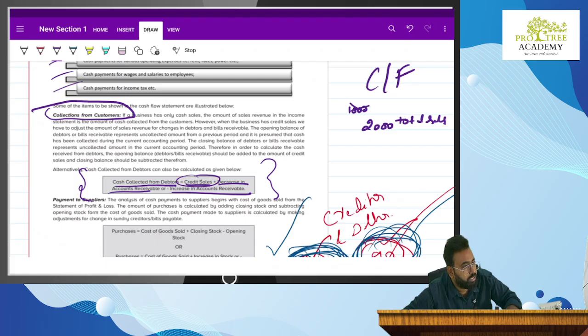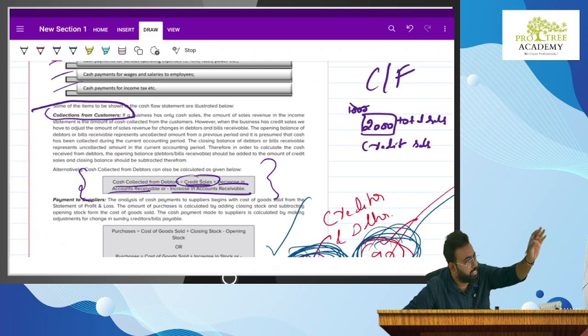2000 is the total sales. In this, how much is cash, how much is credit? I am not giving. I am not telling. So let's assume the entire 2000 is credit sales. Correct? When you are making the sales, it is credit sales.